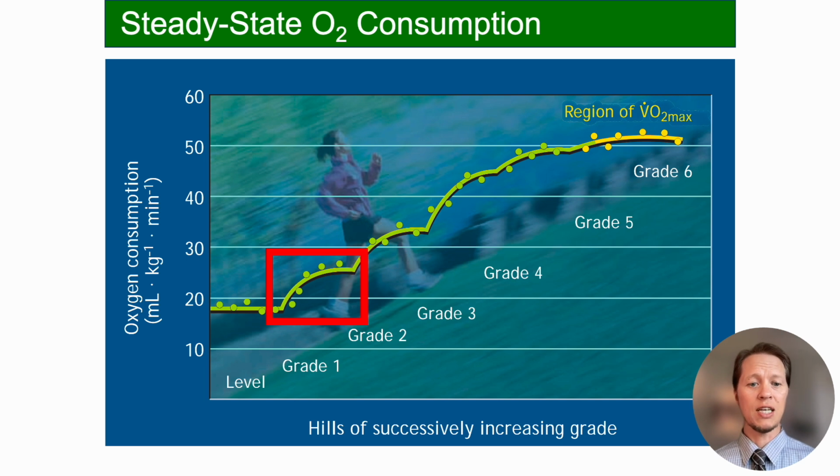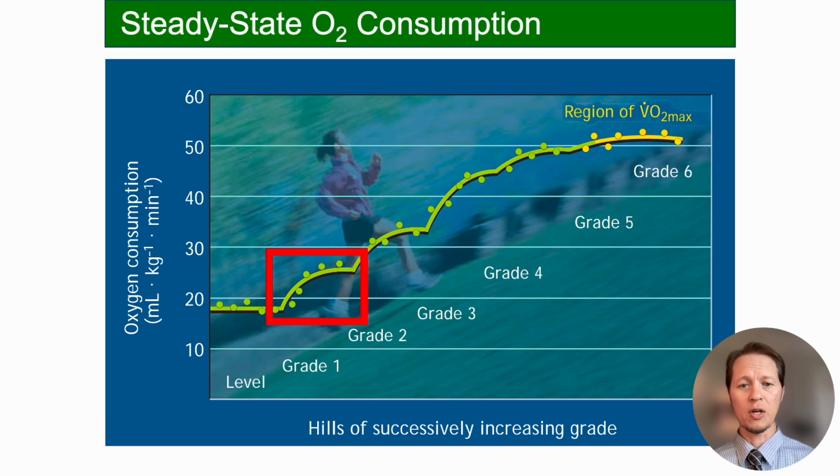Once we increase intensity, in this case, higher grades on a treadmill, well, the oxygen consumption has to rise to meet that demand, and we get to a steady state. We keep rising. Eventually, we get to a point where even though we raise the grade and the difficulty level in terms of intensity, our oxygen consumption no longer increases, and that's how we get to a VO2 max.